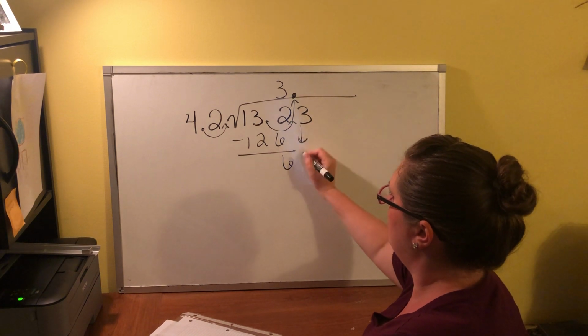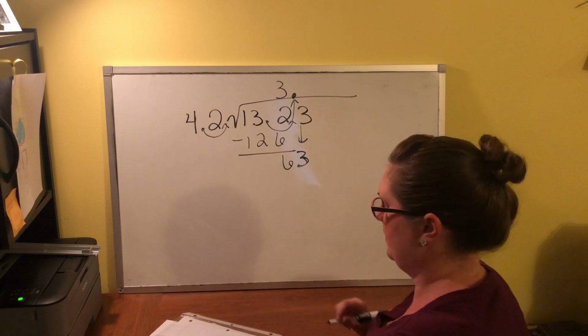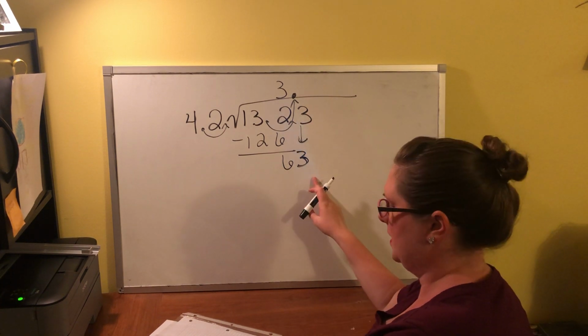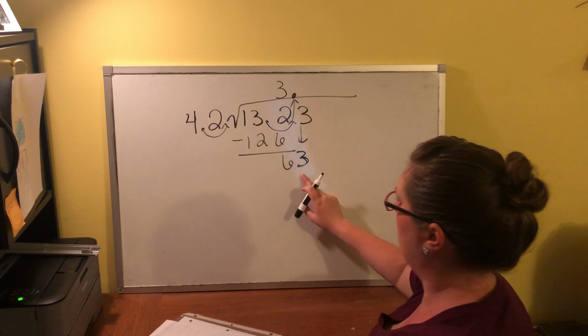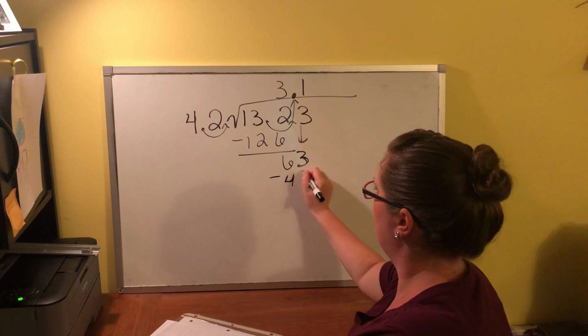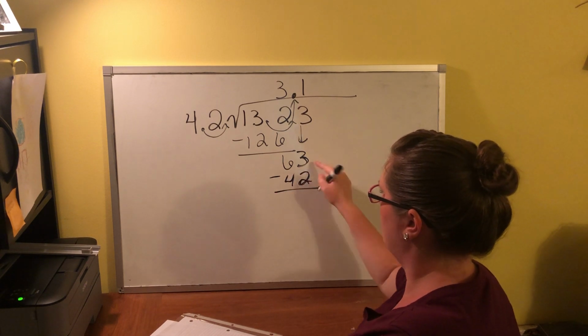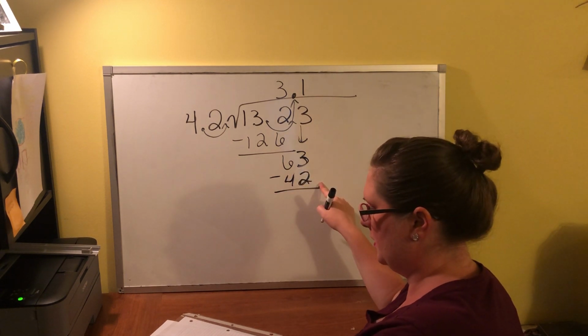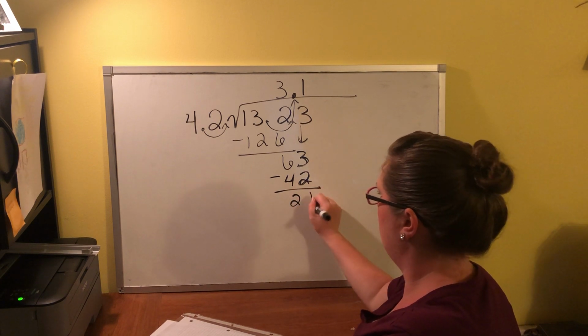And then you would bring down the 3. So now I have 63. Well, 42 can go into 63 one time. 1 times 42 is 42. When I subtract 63 minus 42, I end up with 21.